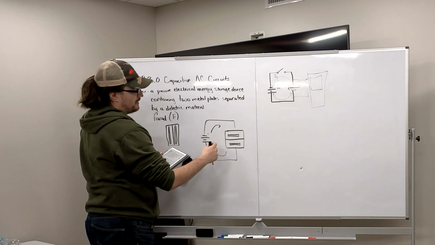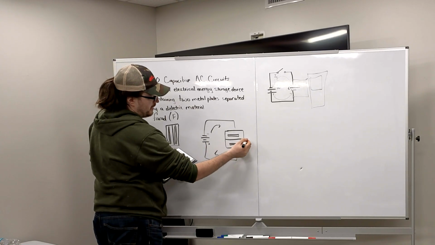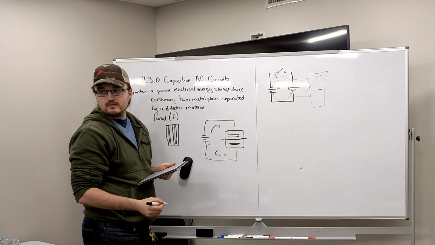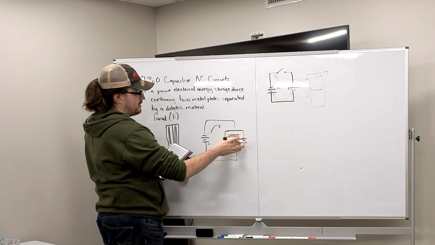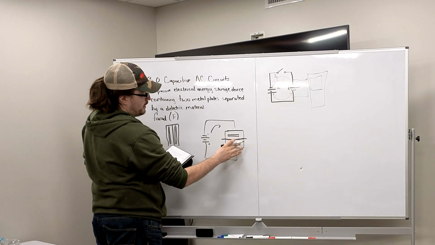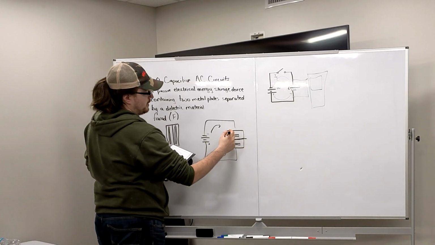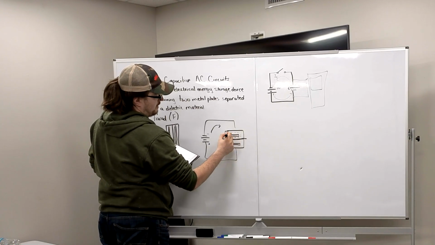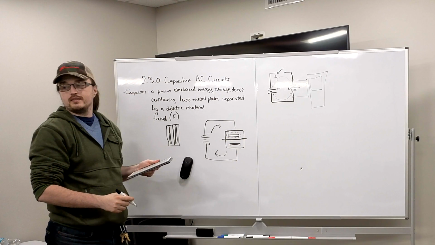The electrons are getting forced over here. They can't cross this barrier because this is the dielectric, right? So they're forced over here as much as they can be. They hit this barrier, they can't go any further. So they build up here on and around this metal plate that we have in the capacitor.